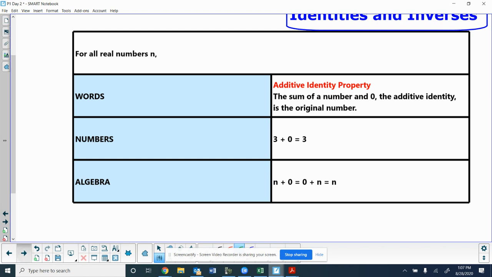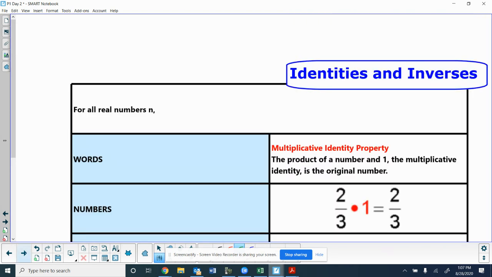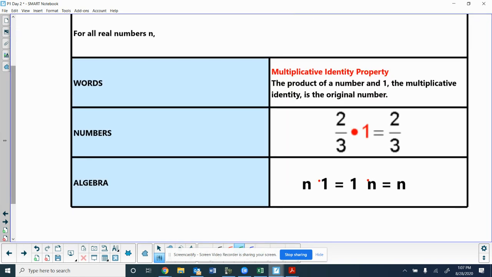For multiplication, the multiplicative identity is the number 1. You guys all know anything times 1 is itself. Product, remember, means multiplication. So remember that the number 1 is called the multiplicative identity.